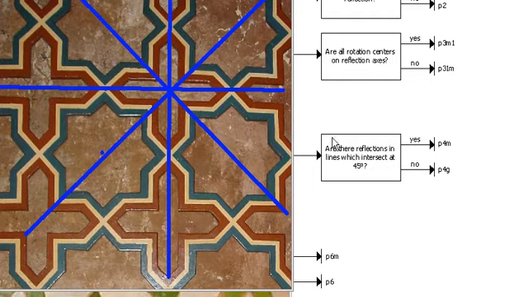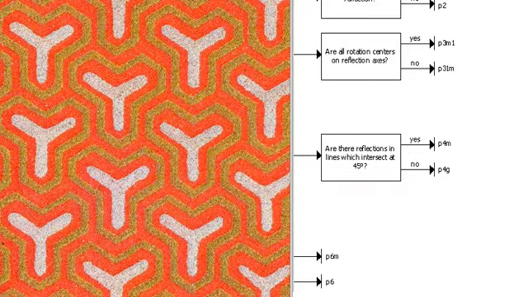Another way to state this question would be to say, are there reflection lines in 4 directions? And if you have these vertical, horizontal, and both diagonals, then you'd have to answer yes to this question. So this is a P4M pattern. Okay, P4M. Got it.